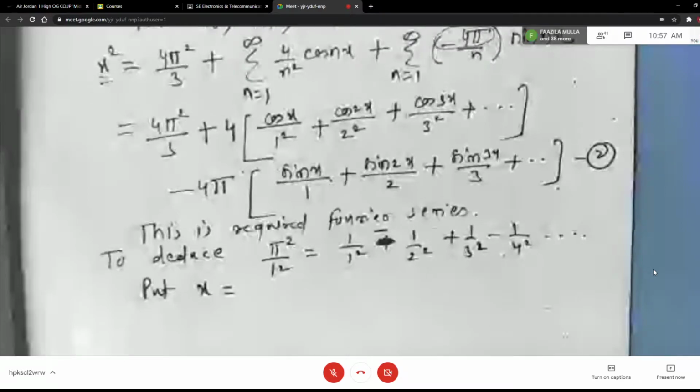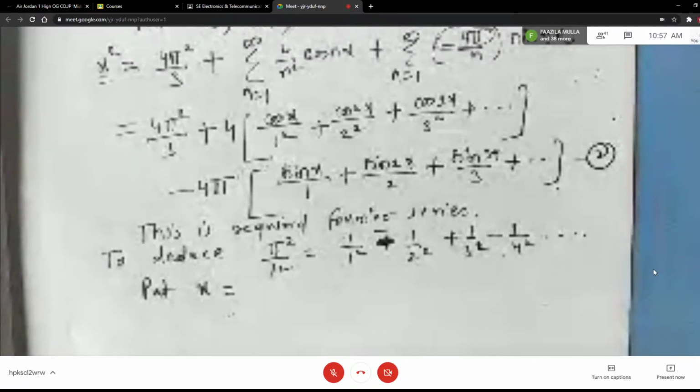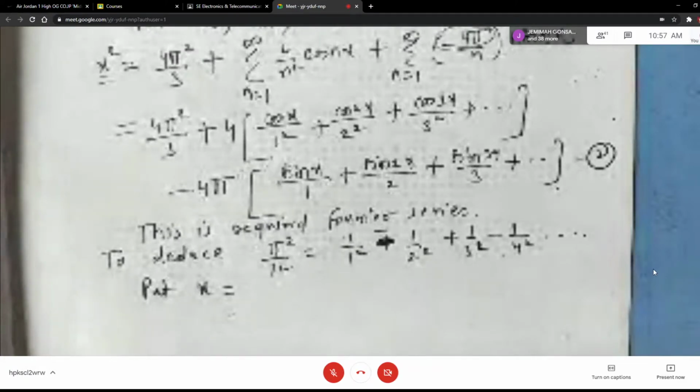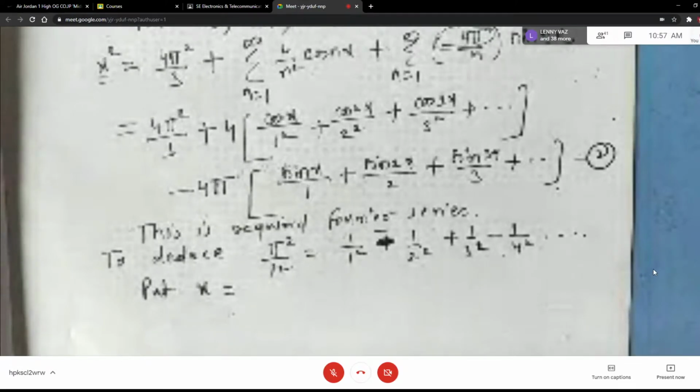You can think about putting x equal to 0. You can think about putting x equal to pi by 2. You can think of putting x equal to pi, minus pi by 2, anything. Whatever you feel on the spot, correct. But don't just blindly think about the substitution.